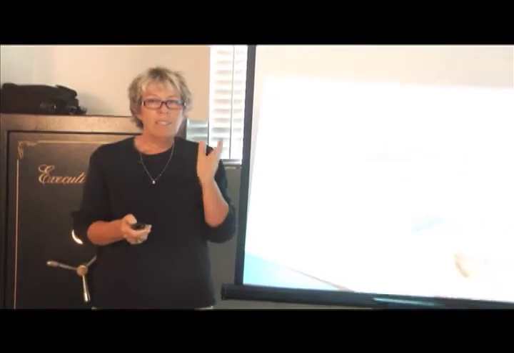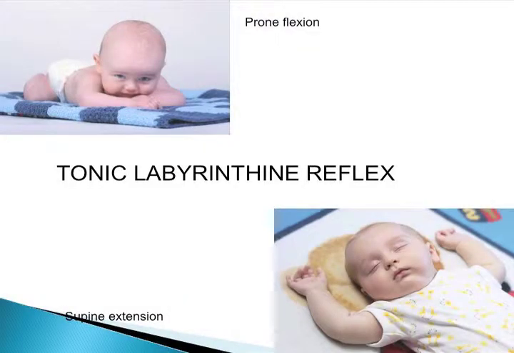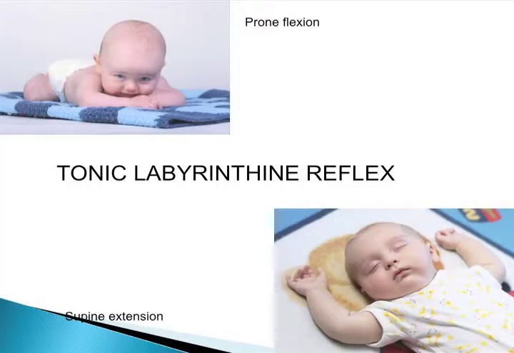This last is a third reflex, and that's the tonic labyrinthine. And the labyrinthine is in the ear, and it tells your body where you are in space. So it's my favorite new baby reflex. When you lay them on their stomach, they're all curled up. So prone, with their labyrinths facing down, they have all flexion. When you rotate them on their back, all extension.